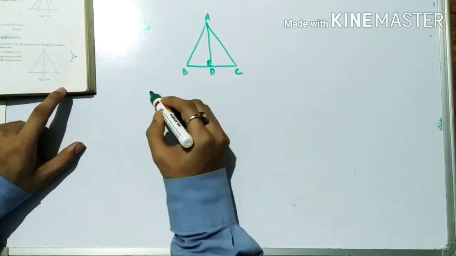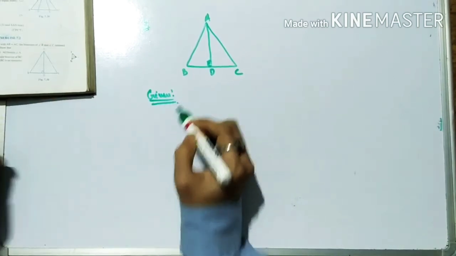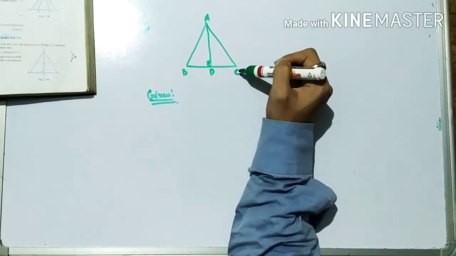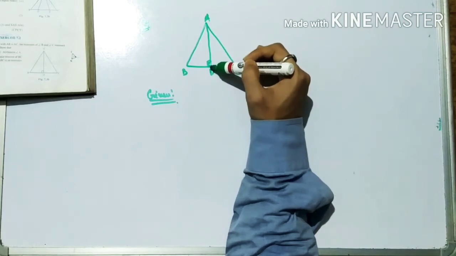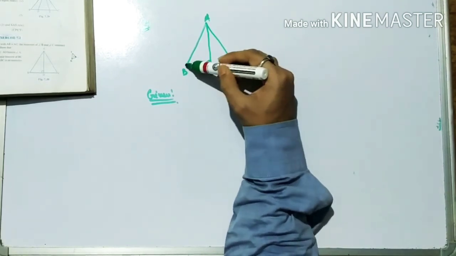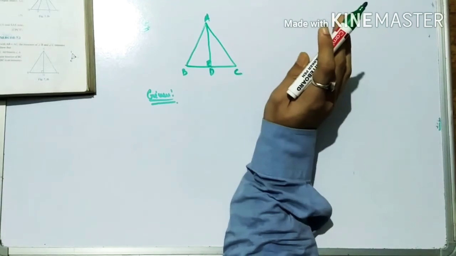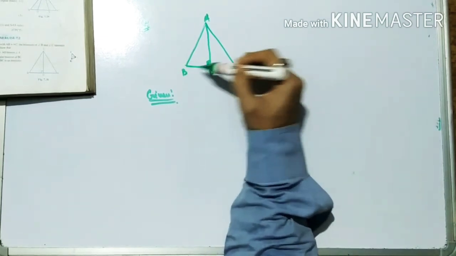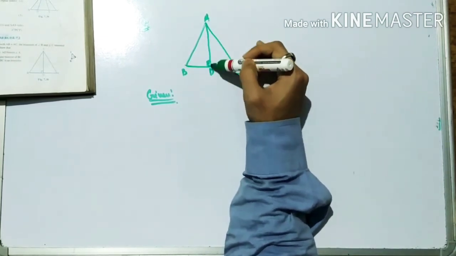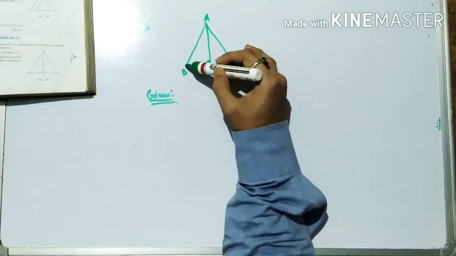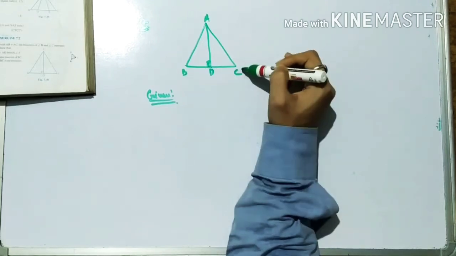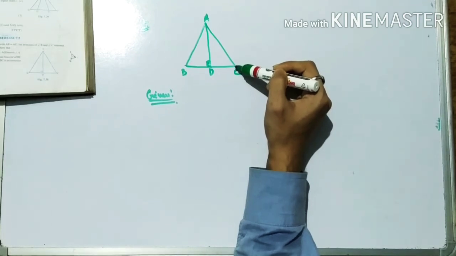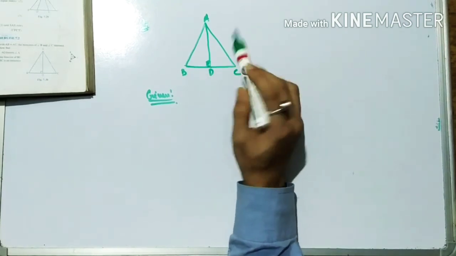So what are the things given in here? In triangle ABC, AD is the perpendicular bisector of BC. That means BD is equal to CD. Understand? BD equals CD. This is given because AD is the perpendicular bisector of BC. This perpendicular bisects BC, therefore the perpendicular bisector is saying this. So I got BD equals CD.